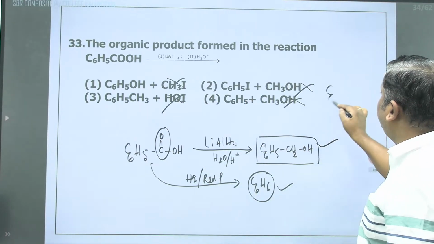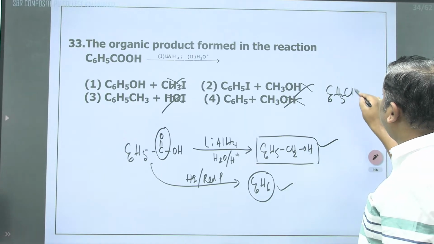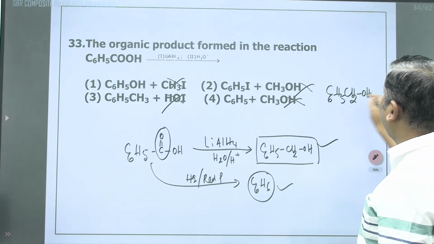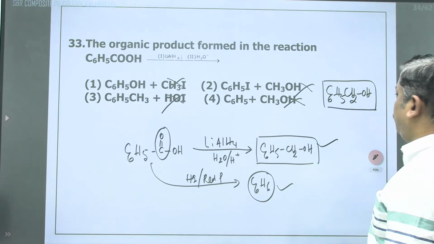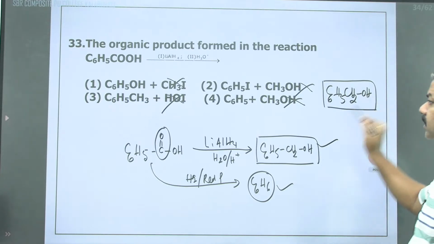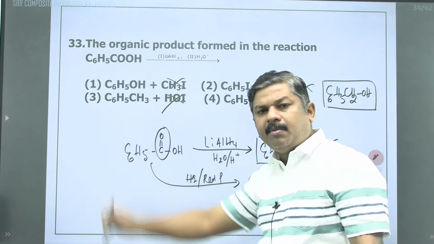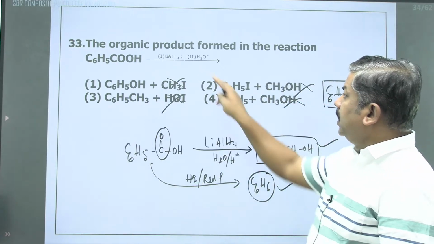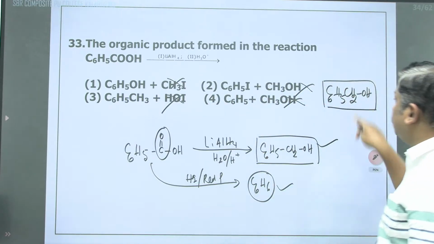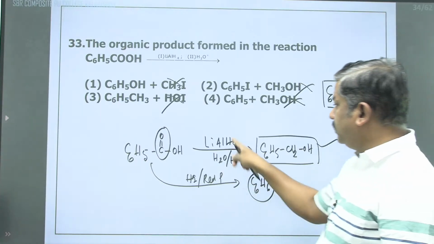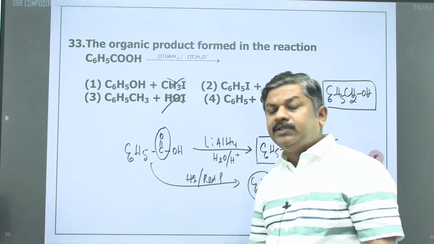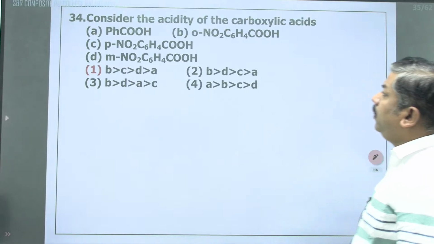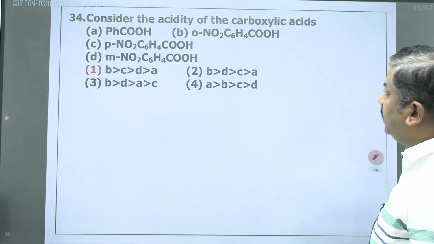The only correct product for this reduction is benzyl alcohol. What's the product here? Benzyl alcohol. So no option is found to be correct. Probably it's a printing mistake. For 33, the correct answer is benzyl alcohol, which is obtained by the reduction of benzoic acid.